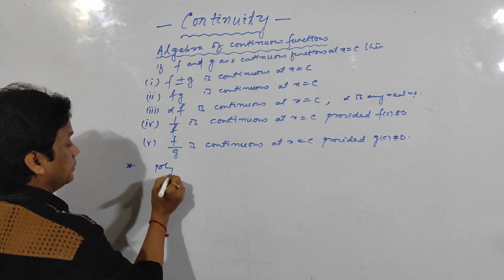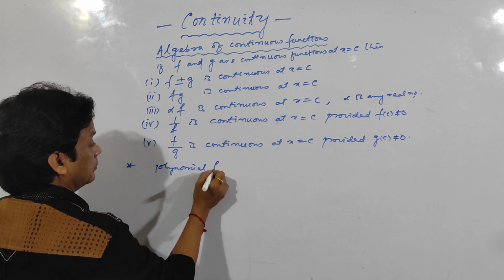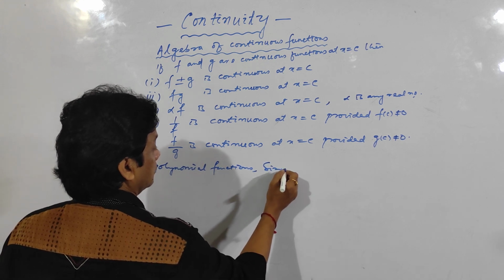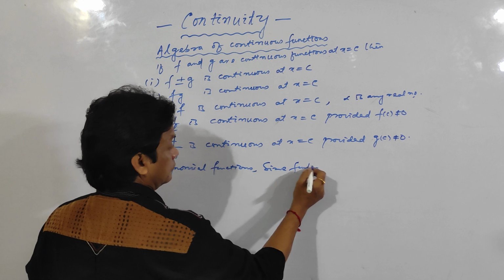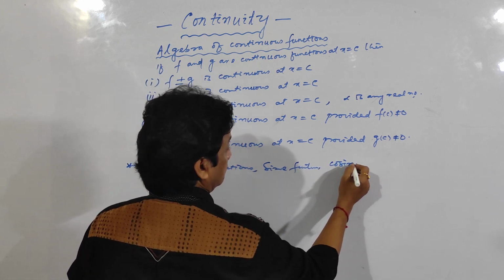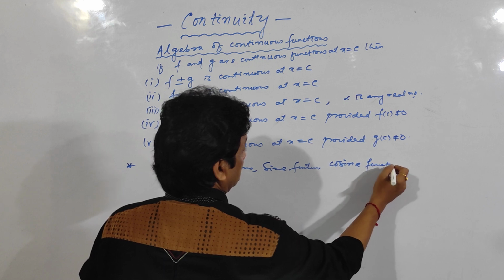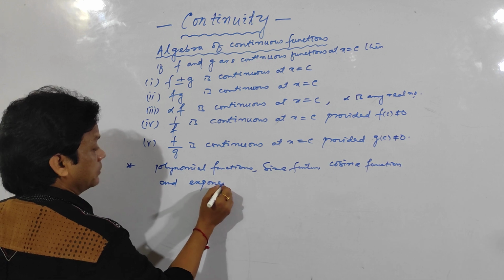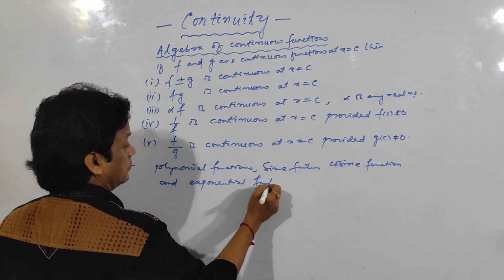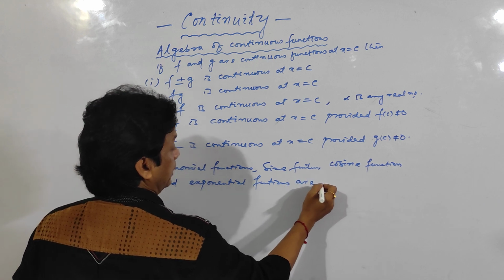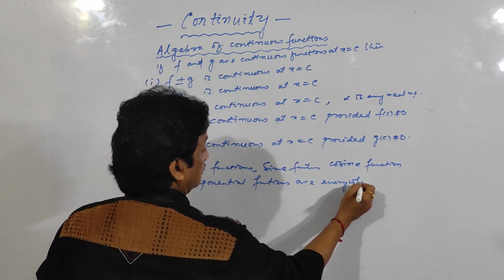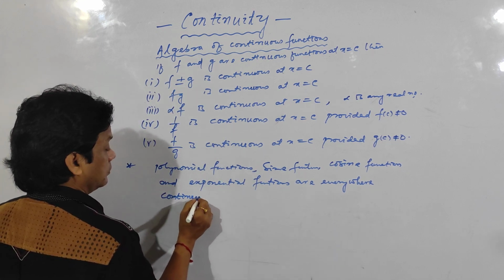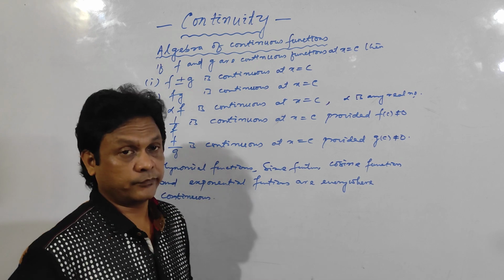And please remember, there are four functions: polynomial function, sine function, cosine function, and exponential function. They are everywhere continuous. Everywhere they are continuous. Clear?